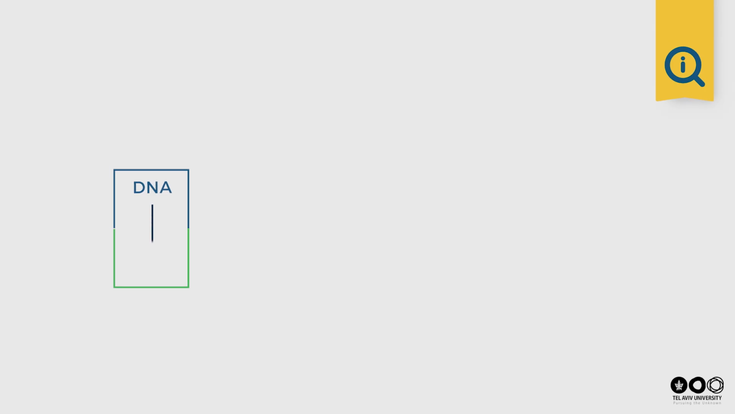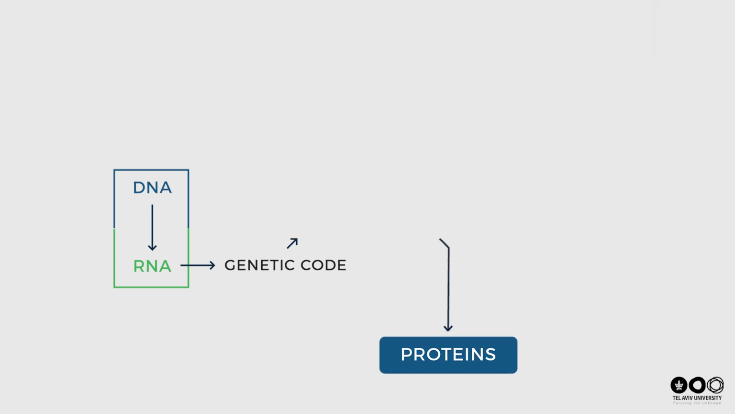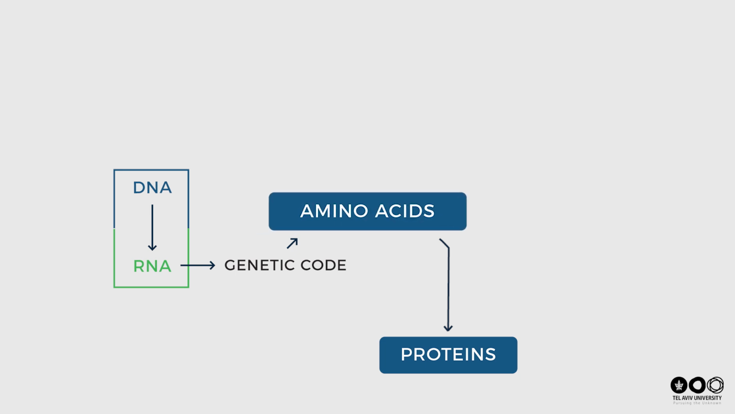DNA is transcribed into RNA. RNA can translate via the genetic code to create proteins, which are polymers of amino acids. The genetic code is made of codons, and each codon contains 3 bases.